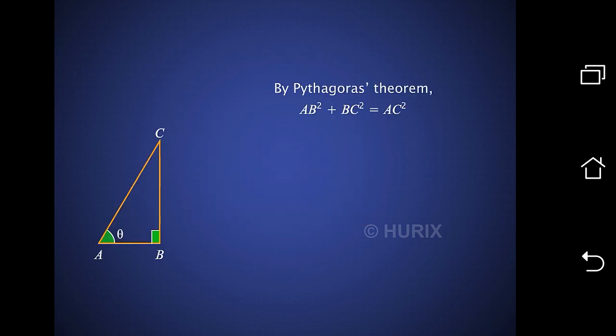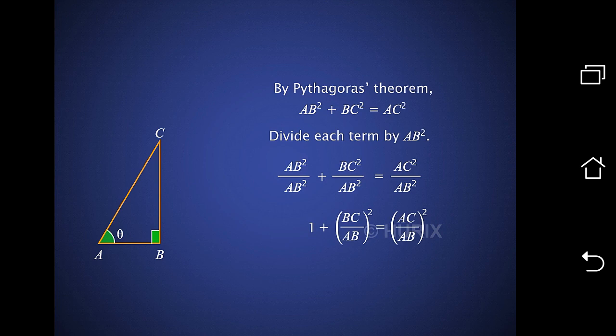Let's go back to the right-angle triangle ABC. Applying Pythagoras' theorem, we can write AB squared plus BC squared is equal to AC squared. Now, divide each term by AB squared. What can you say about BC over AB and AC over AB? From the triangle ABC, tan theta is equal to BC over AB, and secant theta is equal to AC over AB. Thus, we get 1 plus tan squared theta is equal to secant squared theta. Therefore, secant squared theta minus tan squared theta is equal to 1.